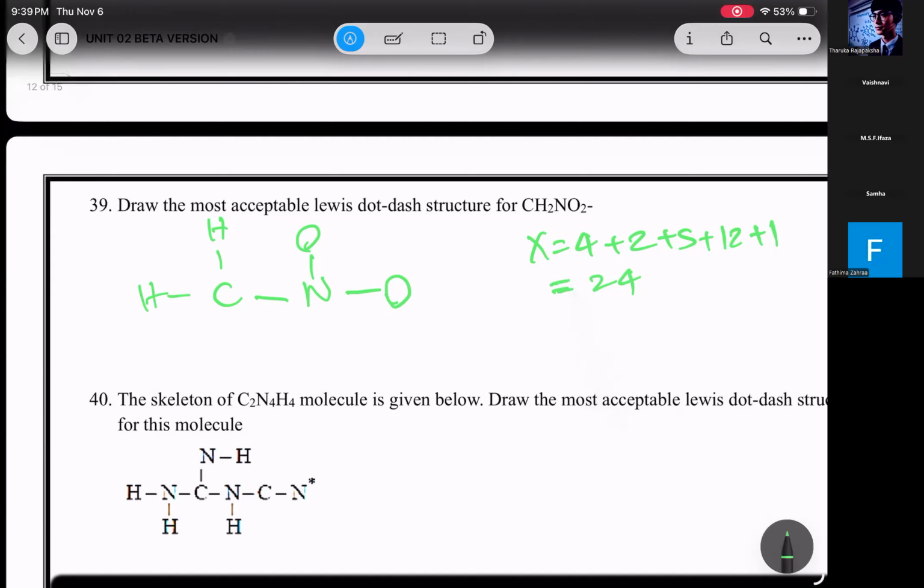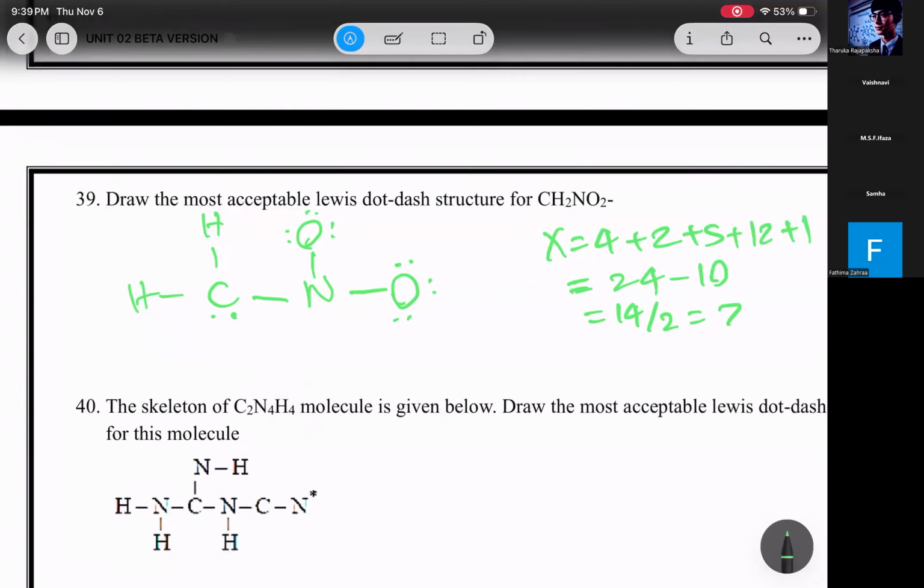Now what you do? You subtract the bond electrons. 1, 2, 3, 4, 5, 6, 7, 8, 9, 10. That is going to be 14. 14 divided by 2 is 7. So you put 7 electron pairs. 1, 2, 3, 4, 5, 6. And the seventh electron pair, to where should you put? Let's put it to carbon. First of all, let's put it to carbon.